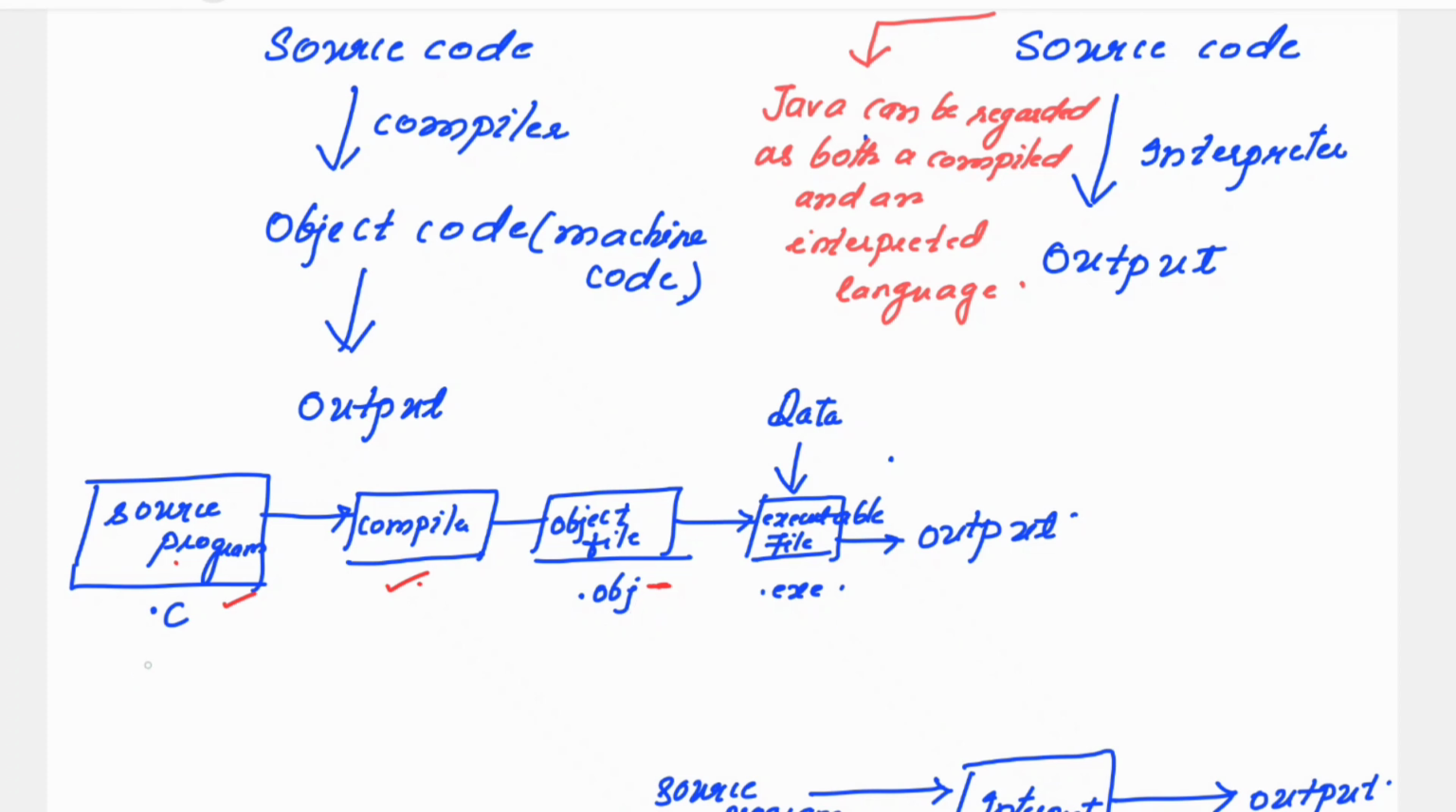The source program, suppose if it is C, I have written here the extension is .c, whereas the machine code or the object code will get an extension .obj. Then finally the linker will combine these object files and produce the executable file. So the final file will get an extension .exe. Now at this point of time the data is taken, that means to the file which has the executable code, to that file the data is given and finally the output is obtained.